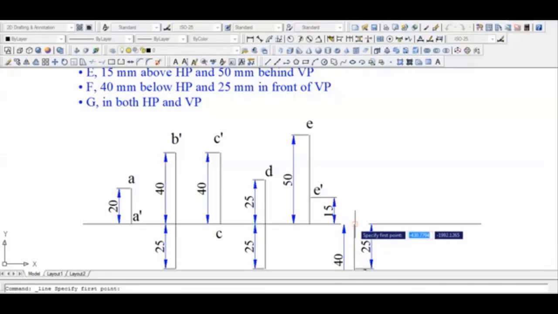Alright, let us finish it off. So this is 25 and this is exactly the point over here. You're gonna write G dash, and here itself you're gonna write G. Alright, both in HP and VP, that means the value of H and D for G is actually 0. If H is 0 and D is 0, both the front view and top view are gonna be here itself, that is on the reference line.